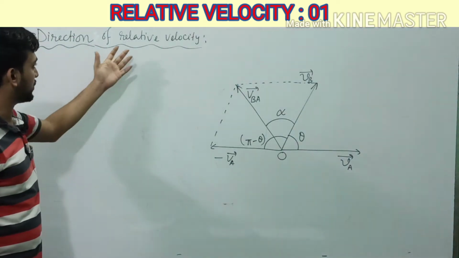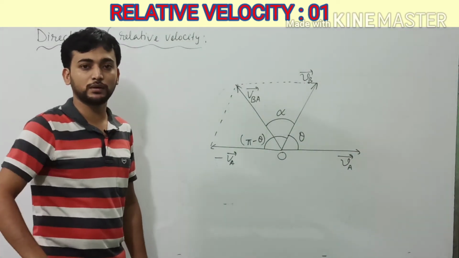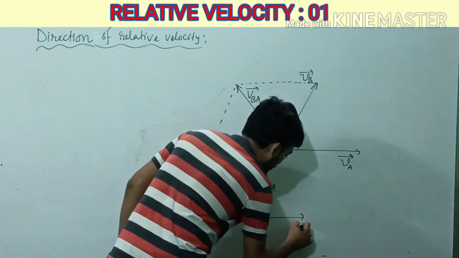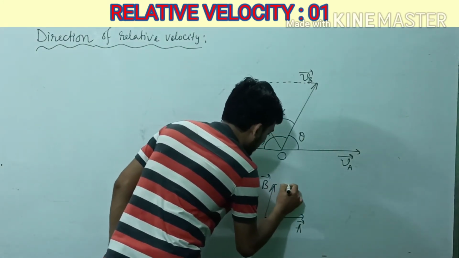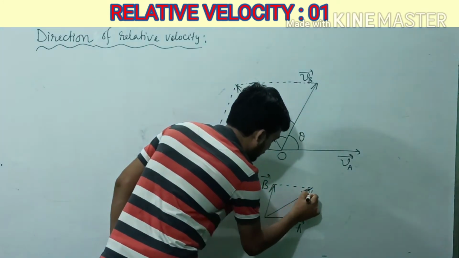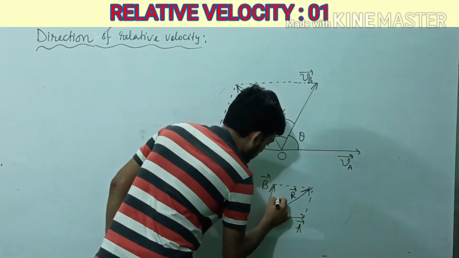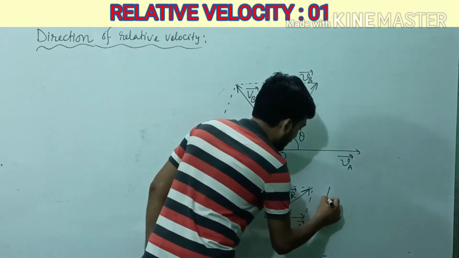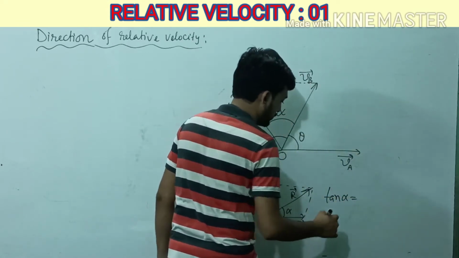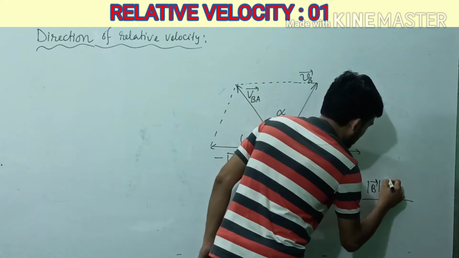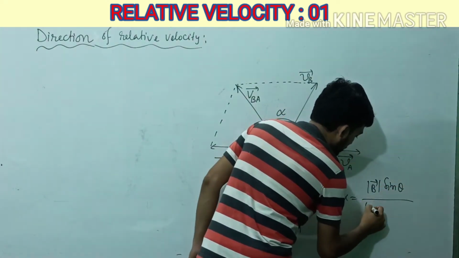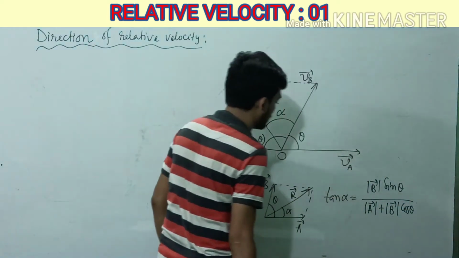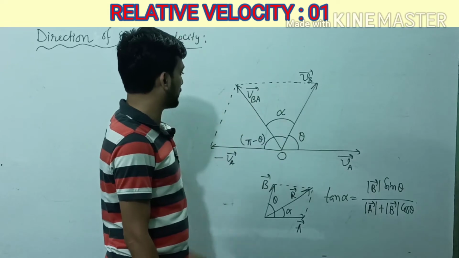In order to find the direction of relative velocity, we need to recall one concept of vectors. We know if we have two vectors A and B, and R is the resultant of these two vectors, and alpha is the angle made by the resultant vector with the A vector, then tan alpha is equal to mod B sin theta by mod A plus mod B cos theta. So this concept we are going to use in our present situation.